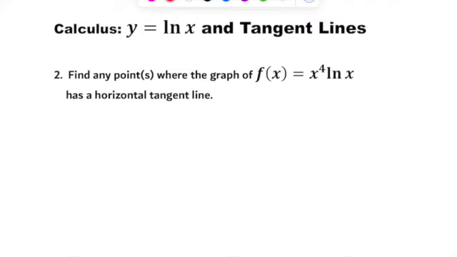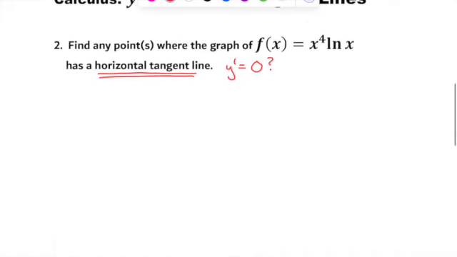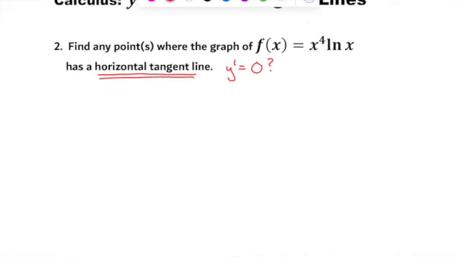The strategy is always the same for these kinds of problems. You find the derivative and set it equal to 0, because you're basically asking, when does this have a slope of 0? Of course, the first half of the battle is getting the derivative. So you're doing the derivative of f of x equals x to the 4th ln of x. Hopefully you're recognizing that this requires the product rule.